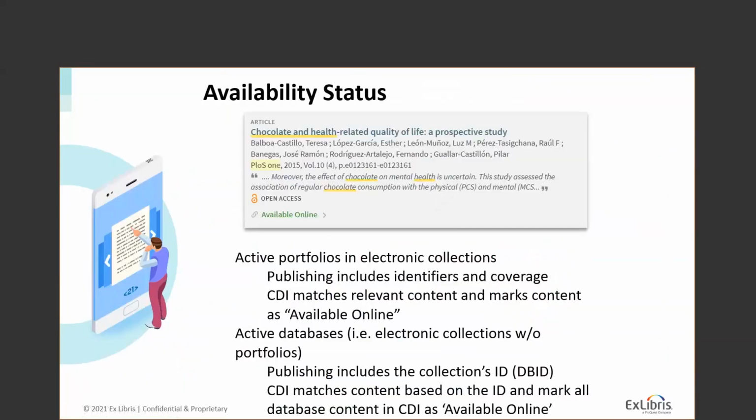So at this point, this is how Alma and CDI work together to determine that since the portfolio or the publication is active in Alma and the articles in this journal fall under the coverage statement, they should be marked as available online. Alma communicates this information to CDI using a process that collects all of the electronic holdings you have active in Alma, and publishes it to a unique holdings file that represents all of the holdings that your institution holds. It's published to CDI, and the matches are made.